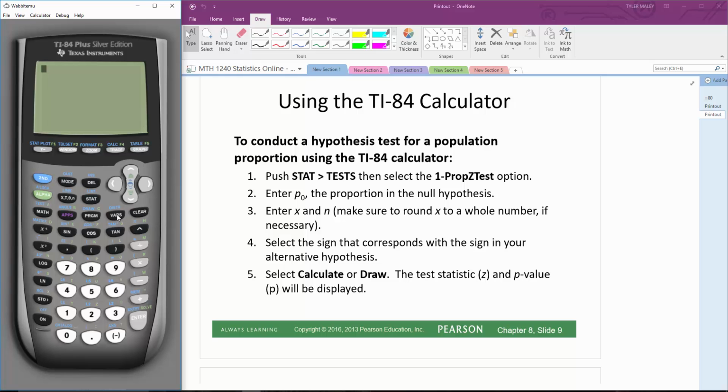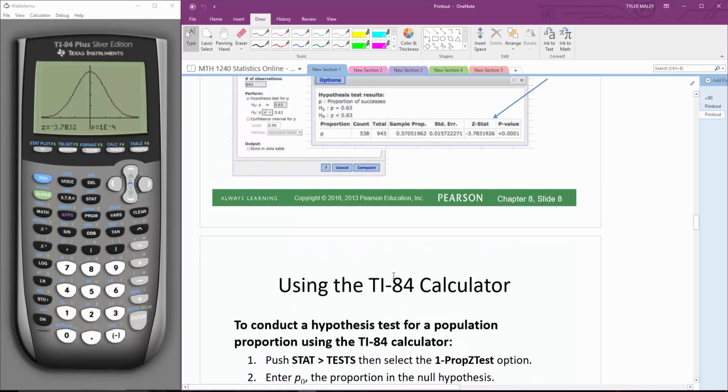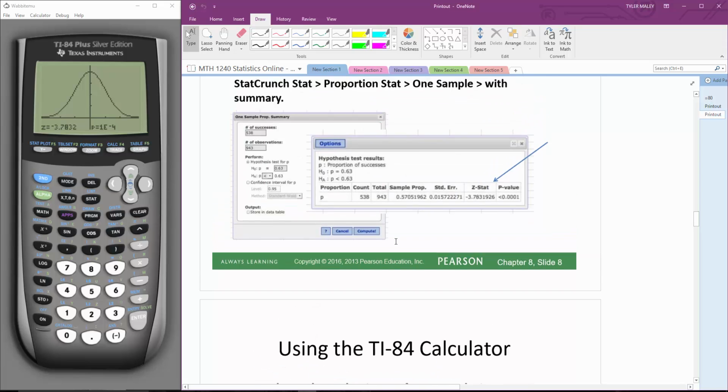So you might wonder what the draw feature does. If you have the 1 proportion z test open in your calculator, and instead of going down to calculate, you go down to draw, it will draw the z curve and tell you what your z-score is and what your p-value is. Another way to do that. So it's really a small value. Notice here this p-value says less than 0.0001.